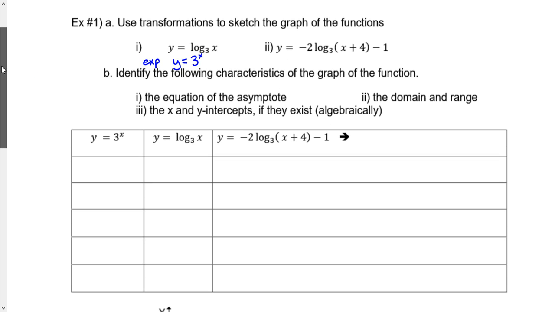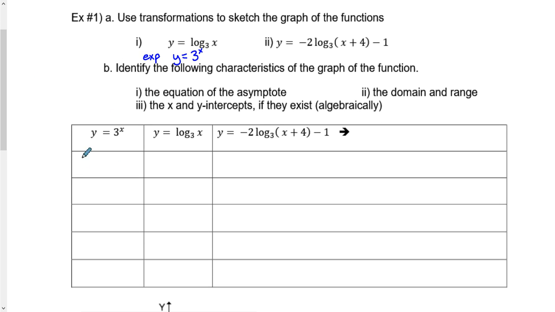So let's do that. If we choose some points, -2, -1, 0, 1, and 2, we can find out the points for this exponential really easy. 3 to the power of -2 is 1/9. 3 to the power of -1 is 1/3. 3 to the power of 0 is 1. 3 to the power of 1 is 3. 3 to the power of 2 is 9.